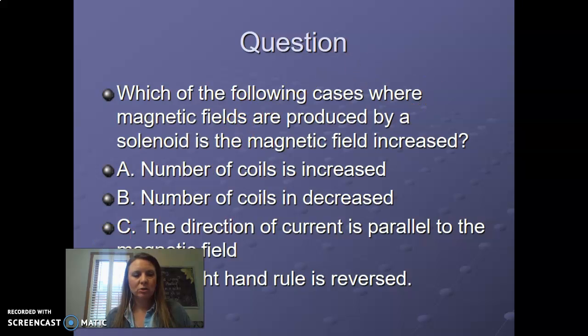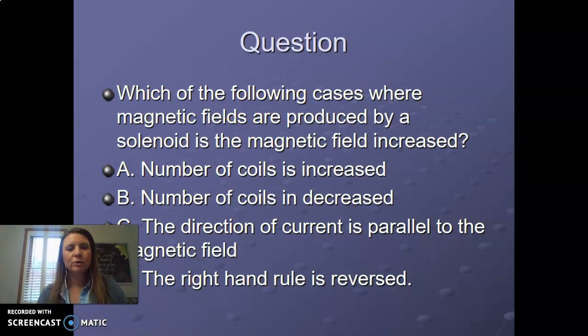So let's look at this question here. Which of the following cases where magnetic fields are produced by a solenoid is the magnetic field increased? So remember, if we want to increase the magnetic field, we want to decrease the distance. So let's look at these sample answers here. The number of coils is increased. The number of coils is decreased.